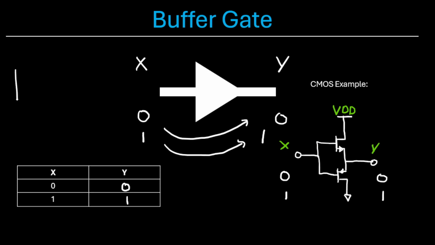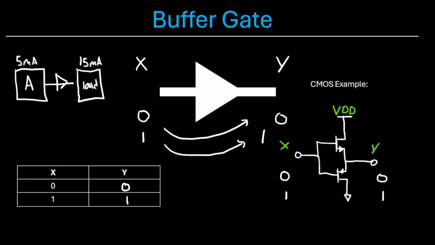Now, you may be wondering, what's the point if it just connects input to output? There's one major use case that you'll find buffers used in. Say you have a circuit A, and it's got a current capability of 5 milliamps, and you have your load here, whether that's a fan or LEDs, and it requires 15 milliamps to drive. Well, you're 10 milliamps short, right? So a buffer is great for current amplification. If you were to put a buffer in here, depending on the ratings, you could now drive this load with the exact same circuit, just adding a buffer.